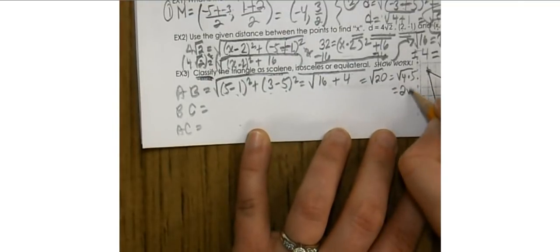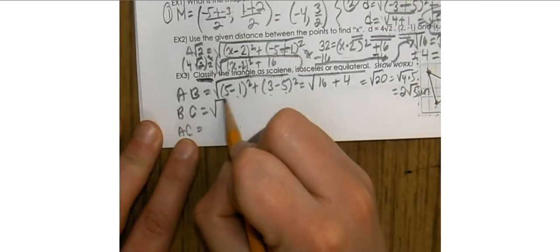So 5 minus 1 is 4. 4 squared is 16. Plus 3 minus 5 is -2. -2 squared is 4. I end up with the square root of 20, and the expectation is that you're going to simplify all of your square roots. Now 20 has a perfect square factor of 4, so that's going to be the square root of 4 times 5, and my simplified answer is 2 square roots of 5 units.